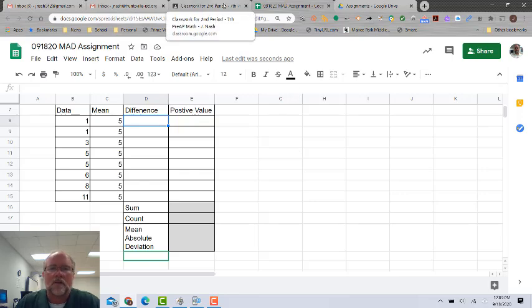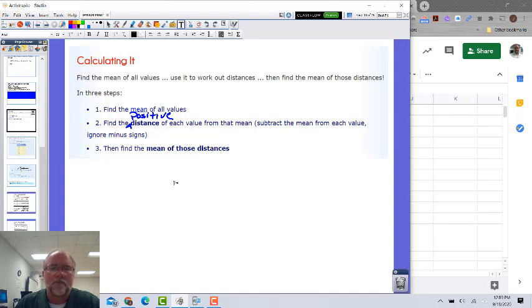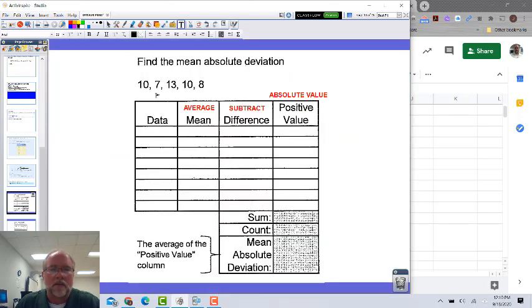So today we've talked about mean absolute deviation. It's not difficult. It's just kind of long. And what we've got to remember is there are 3 steps to doing it. 1, you find the mean of all the values. So whatever your data happens to be, you find the mean.